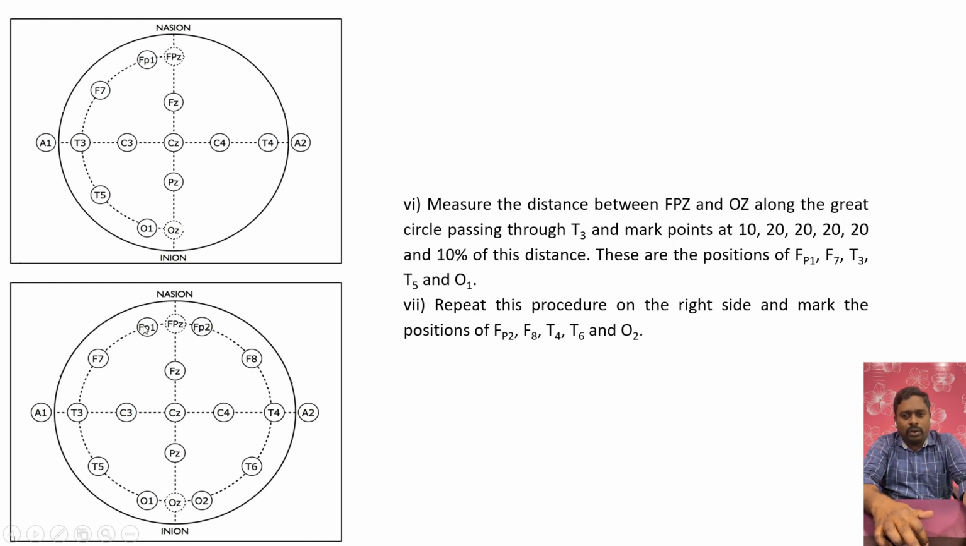The same procedure is followed on the right-hand side, marking the positions at 10 percent from FPZ to FP2 and OZ to O2. The rest of the positions are 20 percent. So we mark FP2, F8, T4, T6, and O2.